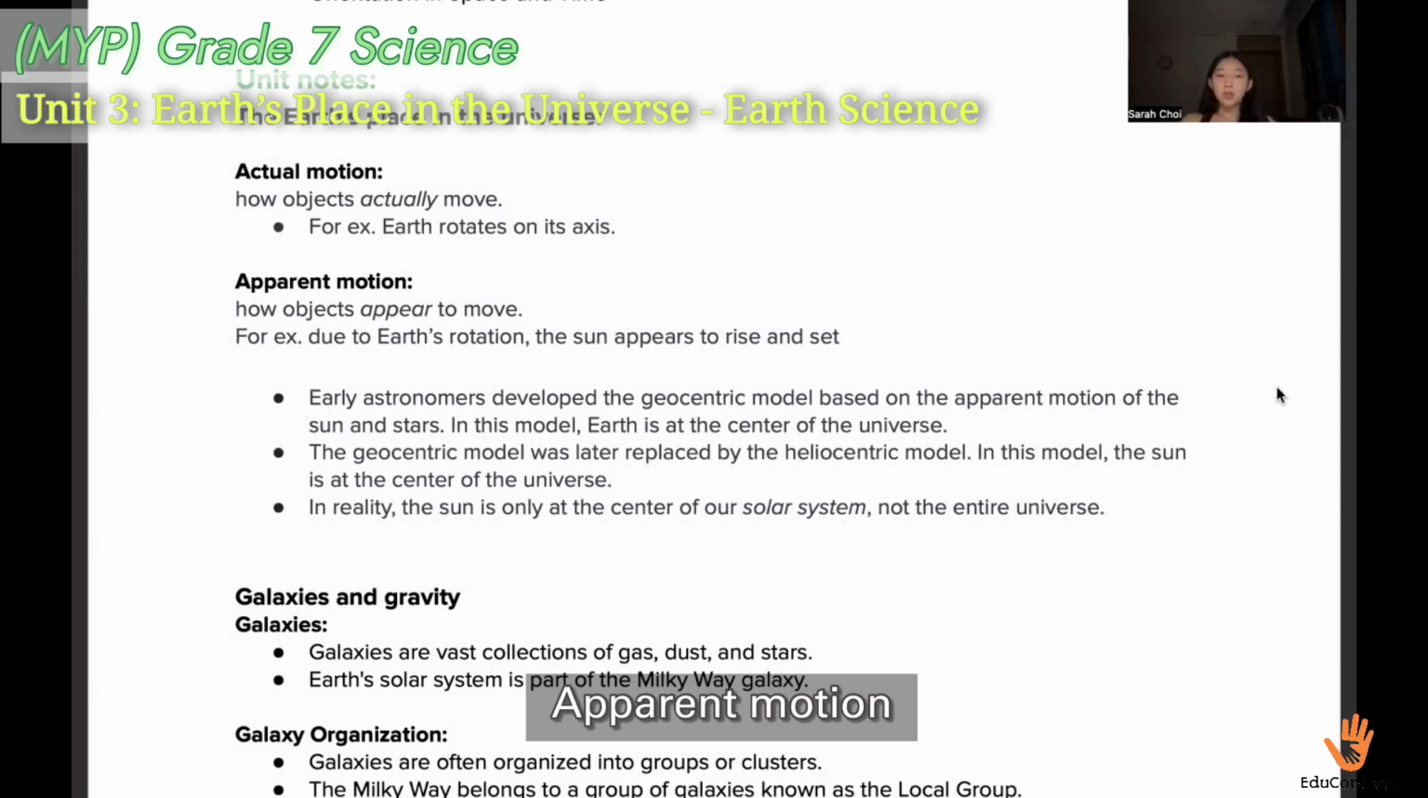The geocentric model was later replaced by the heliocentric model. And in the model, the sun is at the center of the universe, but in reality, the sun is only at the center of our solar system and not the entire universe.